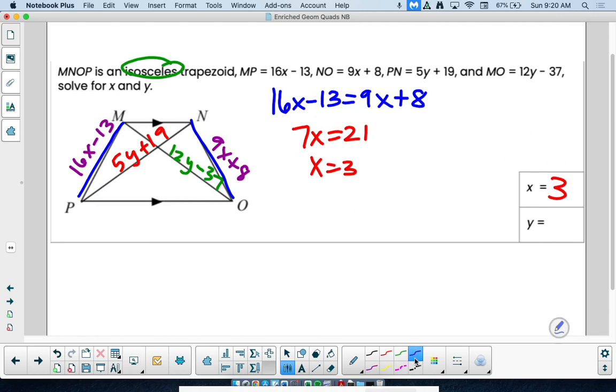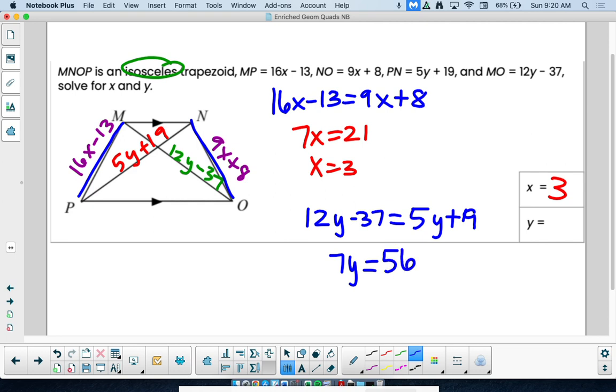Now we look at our y's here. If we look, those are on our diagonals, right? And since we have an isosceles trapezoid, our diagonals are congruent. So 12y minus 37 is equal to 5y plus 19. Bring your variables to one side, so get our y's to the same side, and our constants to the other. Divide out. Y should be 8. All right, we're rocking. Next page, last page of our packet.